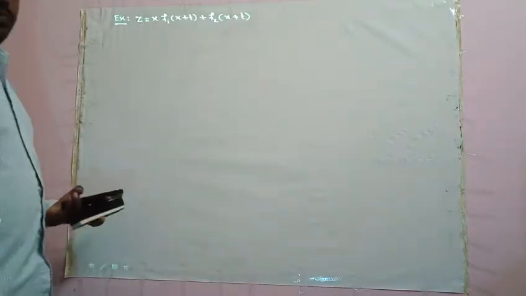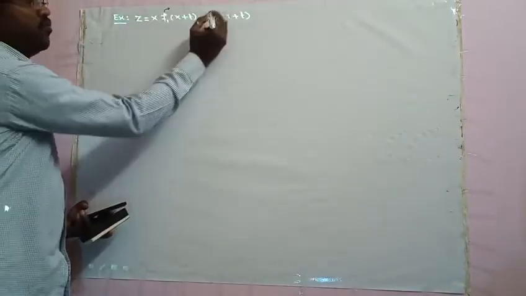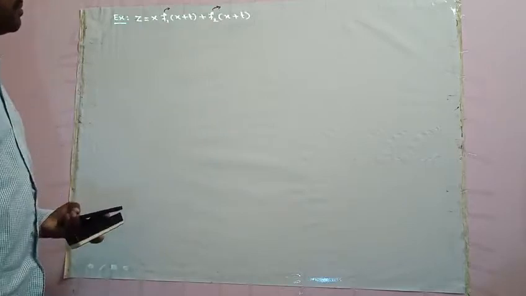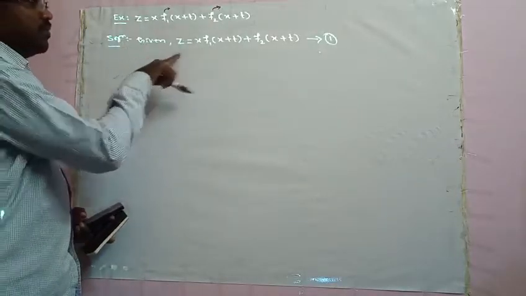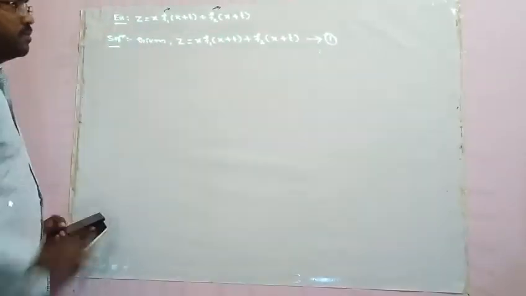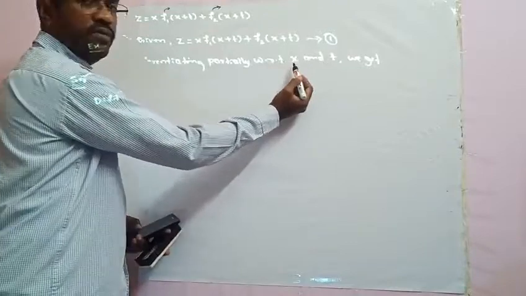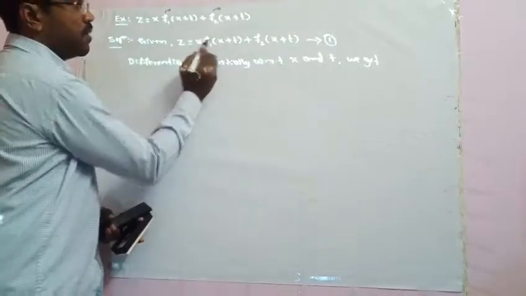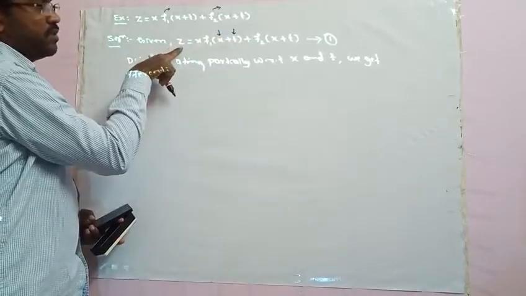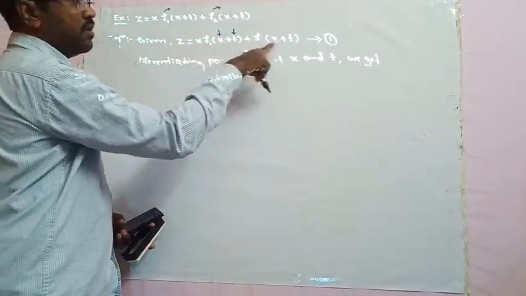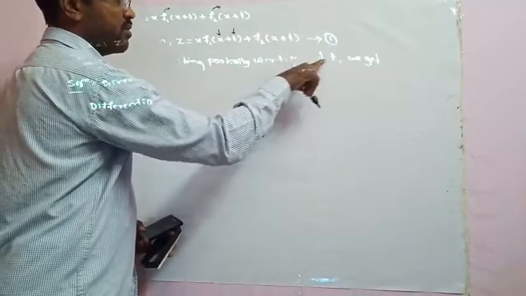Let us form the PDE by eliminating F1 and F2. Let us take the given equation as equation number 1. Differentiating partially with respect to x and t. Why are we differentiating with respect to x and t? Because here the variables are x and t. Z depends on x and t, so that's why we are differentiating partially with respect to x and t.